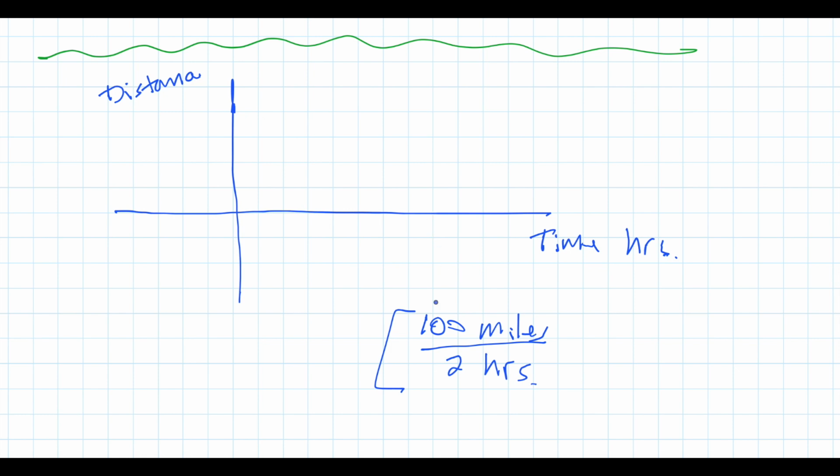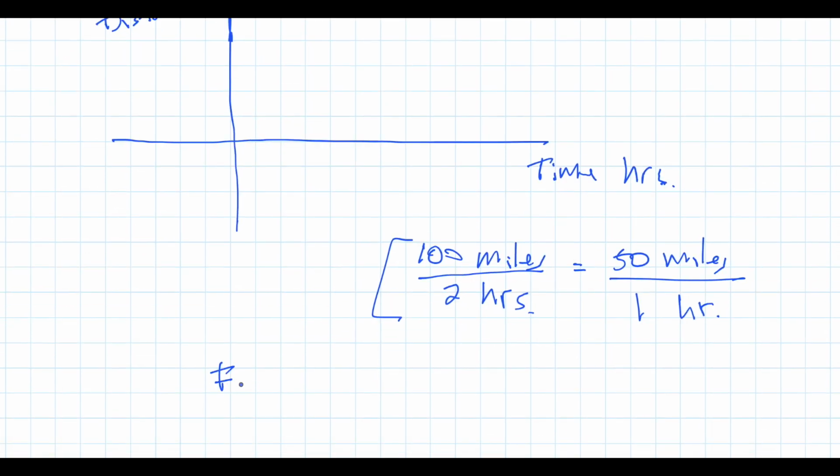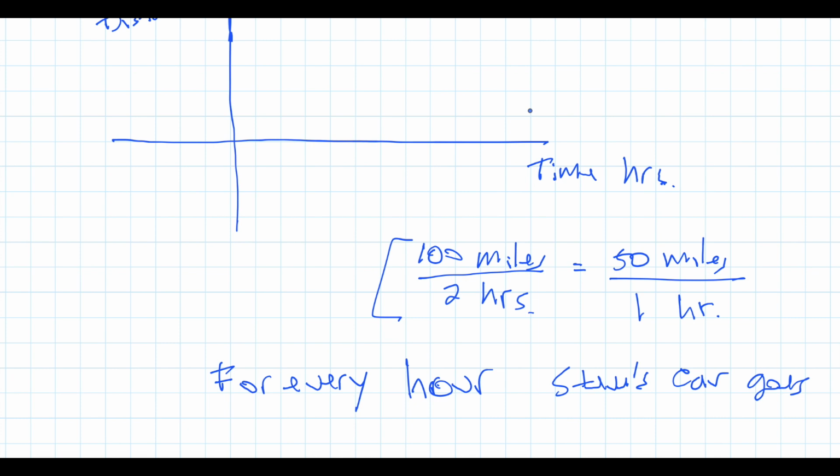But we're programmed to say miles per hour. So this means we have to translate this to 50 miles over 1 hour. All right, and that means for every, and always start with the x one, the one on the bottom. So for every hour, Steve's car goes or travels 50 miles.